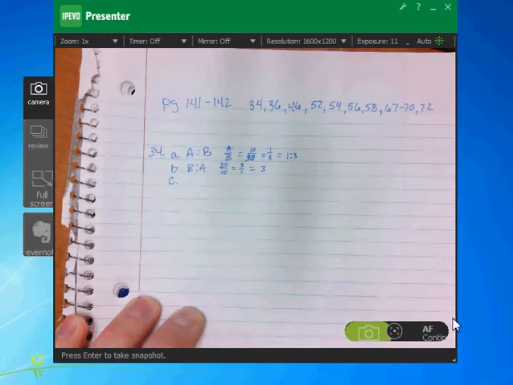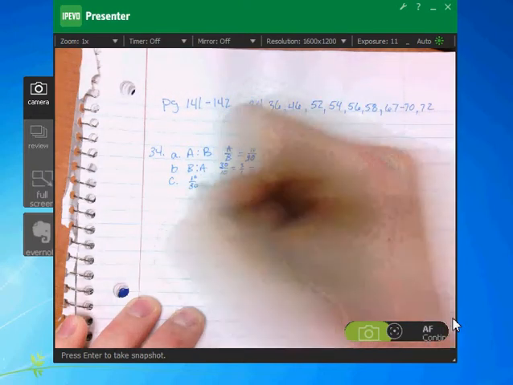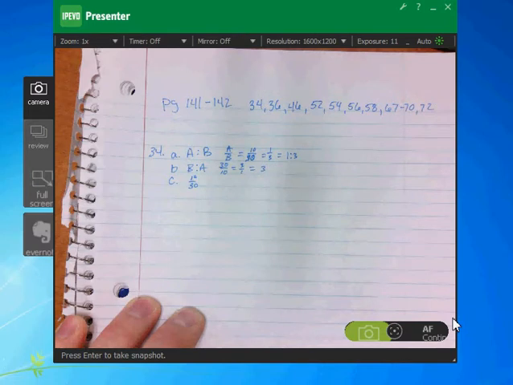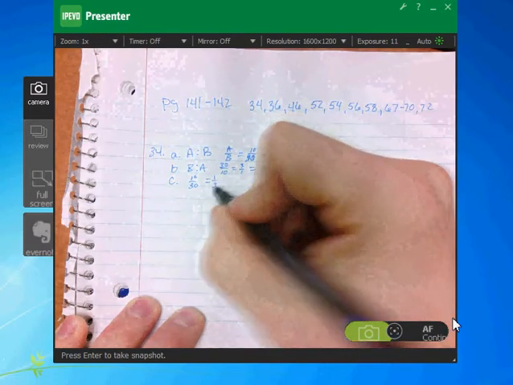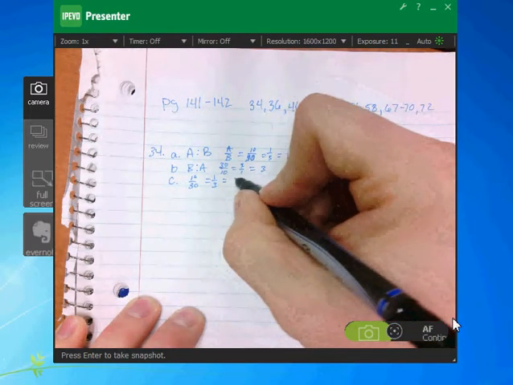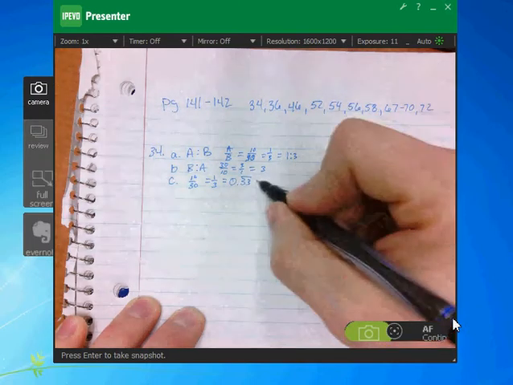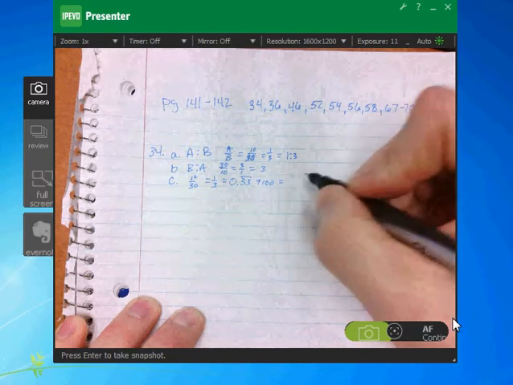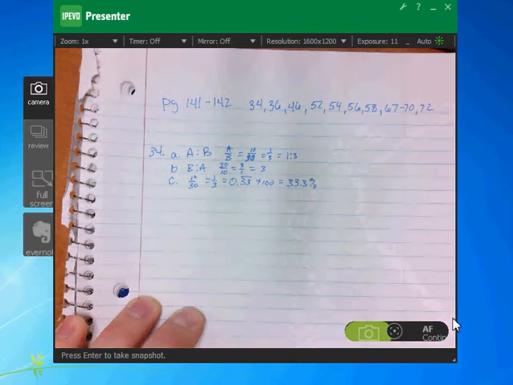For part C, now we're looking for a percentage of A to B. So we're looking for 10 ratio to 30, which we already figured out before is 1/3. If we convert that to decimal, it's going to give us 0.3 repeating. We times that by 100 to get our percentage, and that gives us 33.3%.